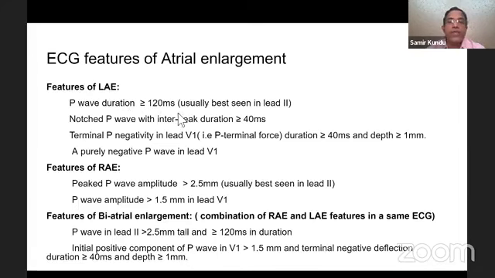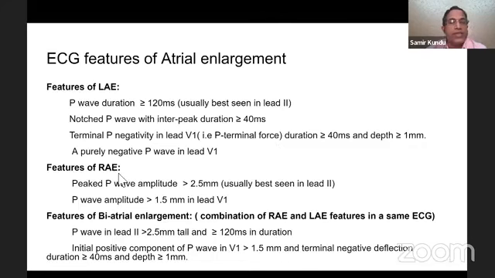So in case of left atrial enlargement, P wave duration is more than or equal to 120 milliseconds. In case of a notched P wave, the interpeak duration is more than 40 milliseconds. In lead V1, there is terminal negativity, that means P terminal force, with duration more than 40 milliseconds or depth more than 1 millimeter.